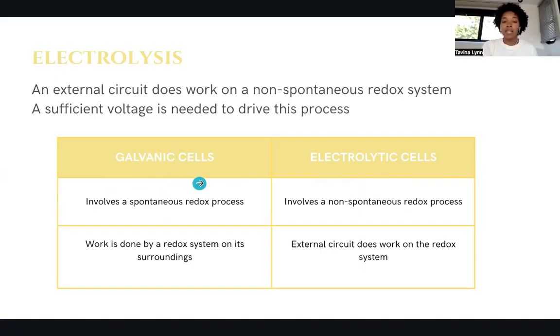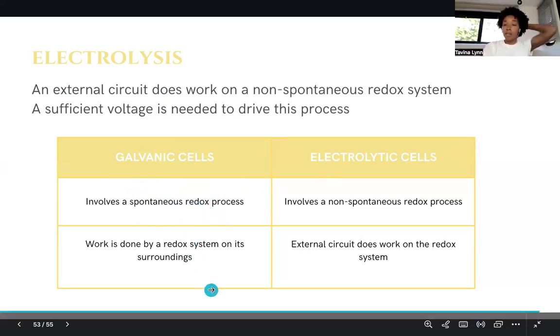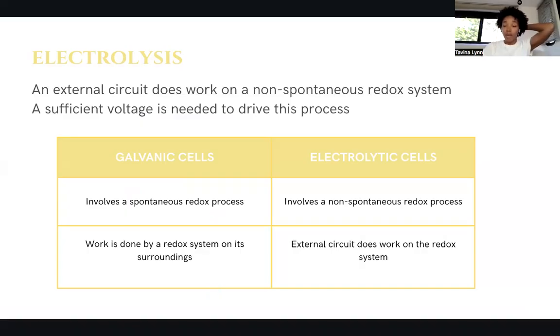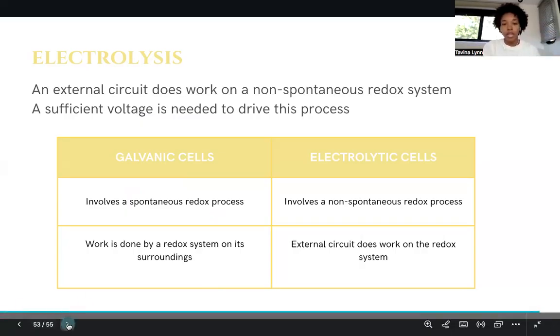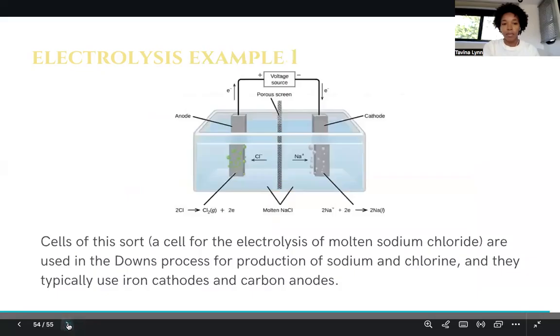Because in a galvanic cell we have a spontaneous redox process, work is done by this redox system on the surroundings, whereas the reverse is true for electrolytic cells, where some voltage or external circuit does work on the redox system. So this is the main thing I want you to know, is just the difference between galvanic and electrolytic cells. So let's look at an example or a couple examples of electrolysis.